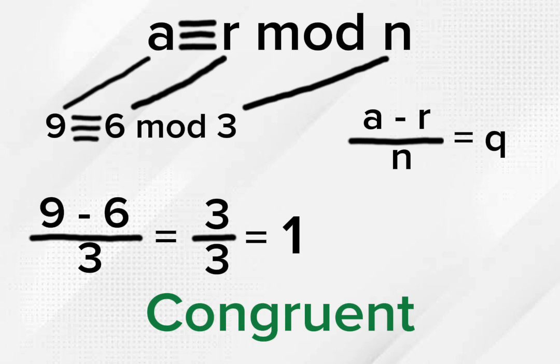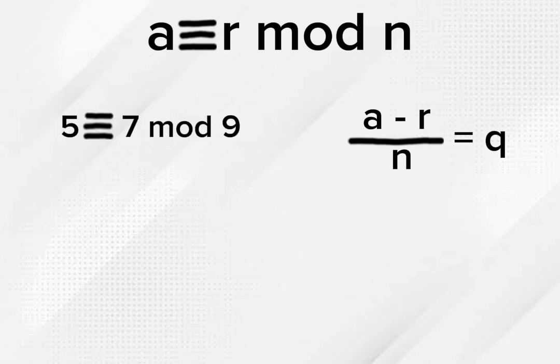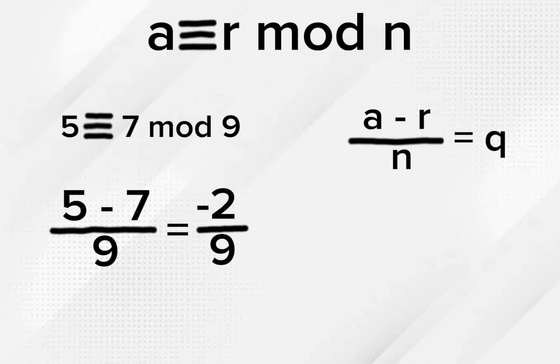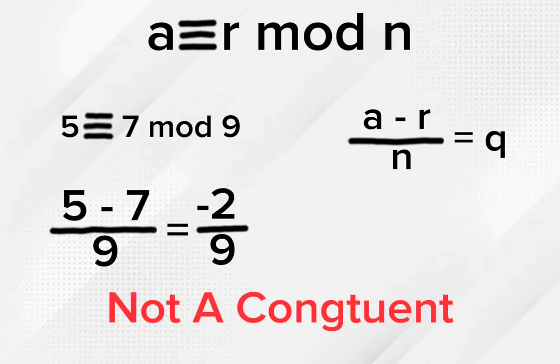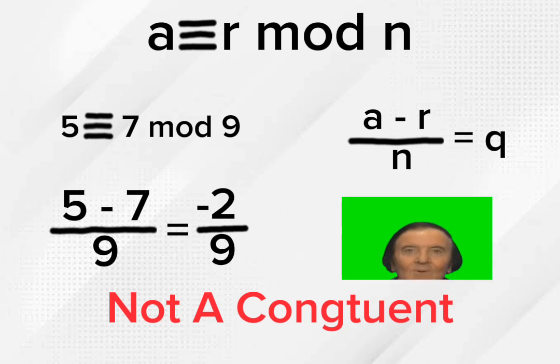Now let's proceed to the next one. 5 is congruent to 7 mod 9. Then let's use the formula. 5 minus 7 is equal to negative 2. Then we'll divide it by 9. And since we cannot simplify it anymore, it is the answer. And since it is not an integer, then 5 is congruent to 7 mod 9 is not a congruent.